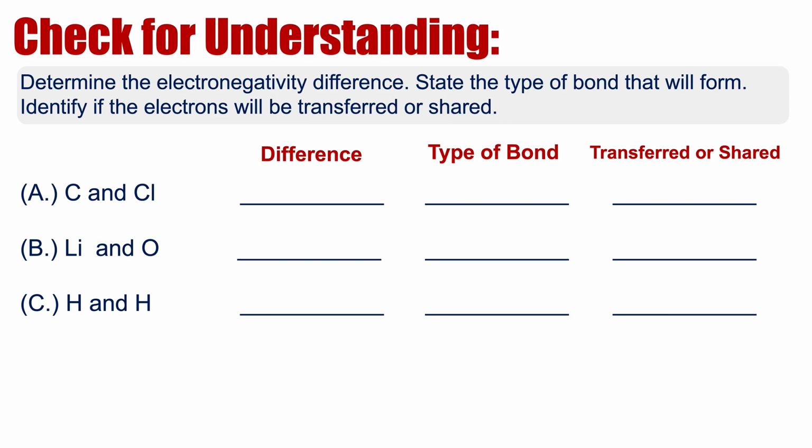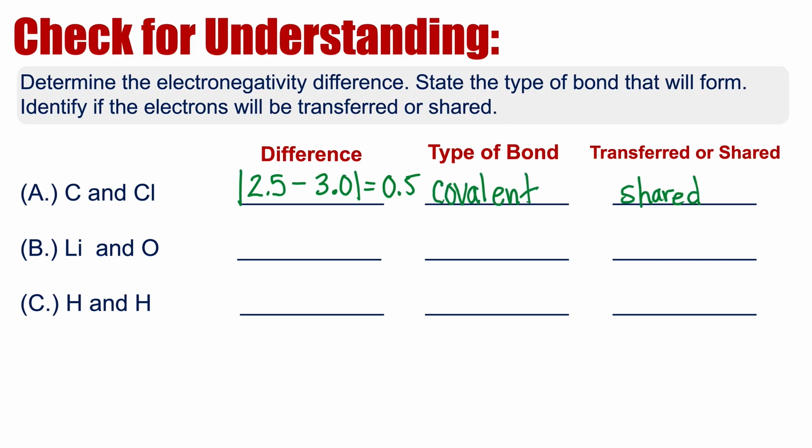All right, so you can go through and solve this slide. What I want you to do is find the absolute value difference for those two elements' electronegativity values, what type of bond is most likely to form, and whether that would mean the electrons are being transferred or shared. So that first difference is 0.5.